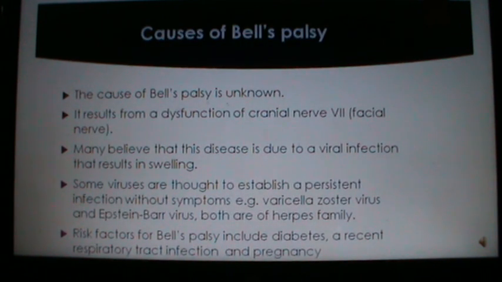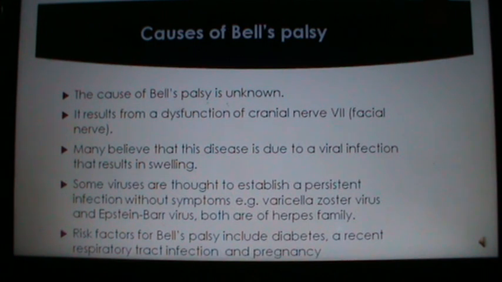What are the causes of Bell's palsy? The cause of Bell's palsy is unknown, but sometimes we can find it is because of some viral infection, and especially herpes family viruses may cause Bell's palsy. Many believe that this disease is due to a viral infection that results in swelling. Some viruses are thought to establish a persistent infection without symptoms, for example varicella zoster virus and Epstein-Barr virus, both of the herpes family.